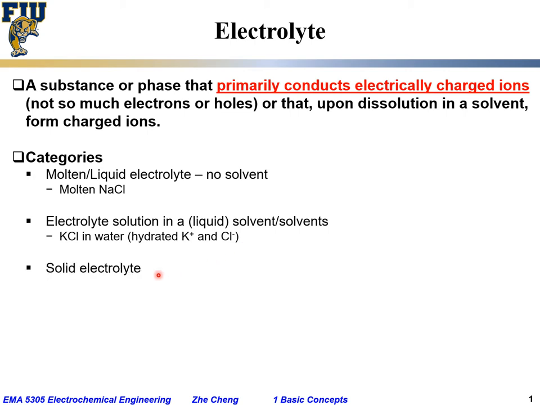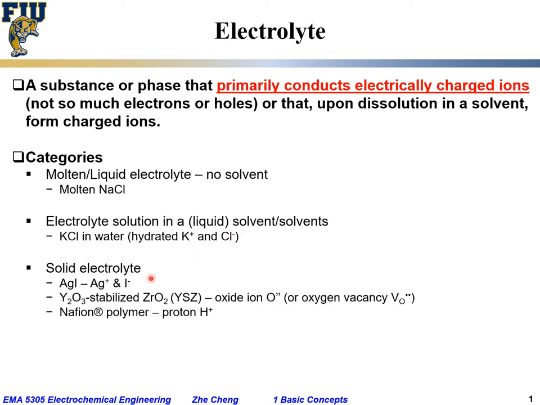And we could also have so-called solid electrolyte. These were liquid electrolytes; this could be solid electrolyte. And the examples could be silver iodide. By itself, it has a high concentration of silver ion and iodine ion. Another example could be yttrium stabilized zirconia, or YSZ. And here, the charged ion could be oxide ion. Sometimes we also call it oxygen vacancy, as well as the lattice immobile cations.